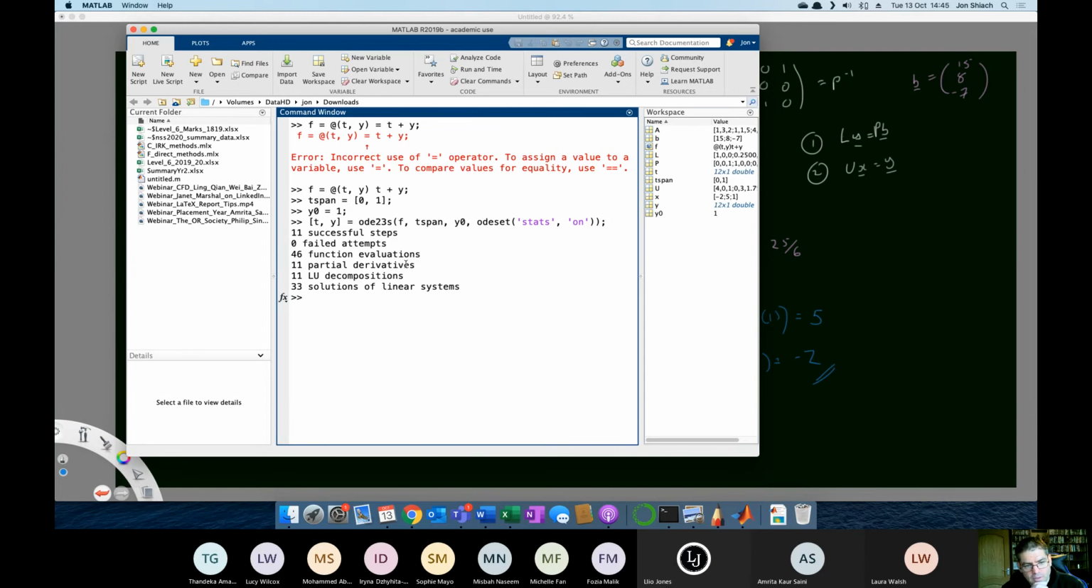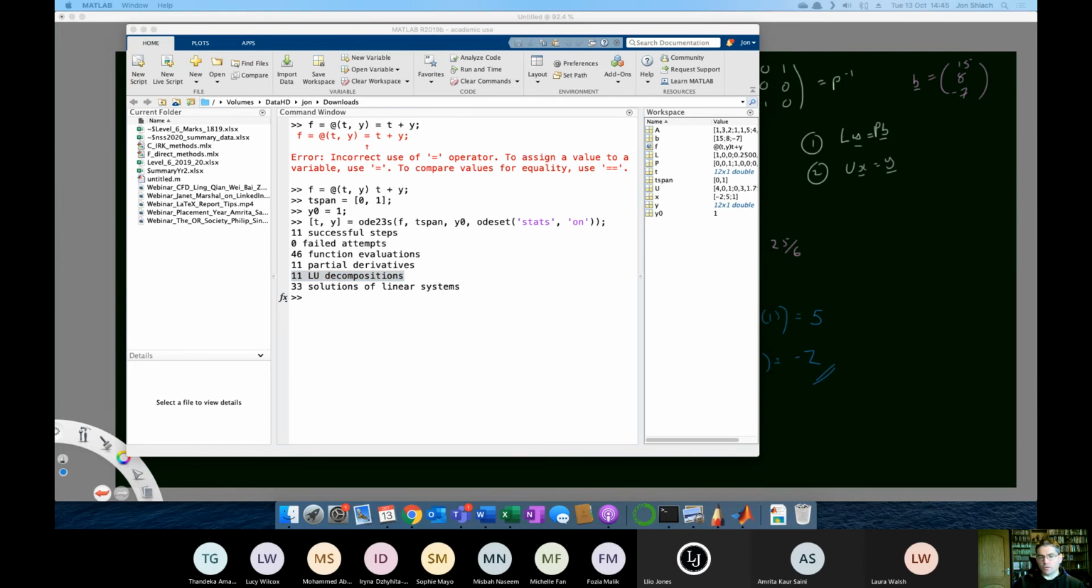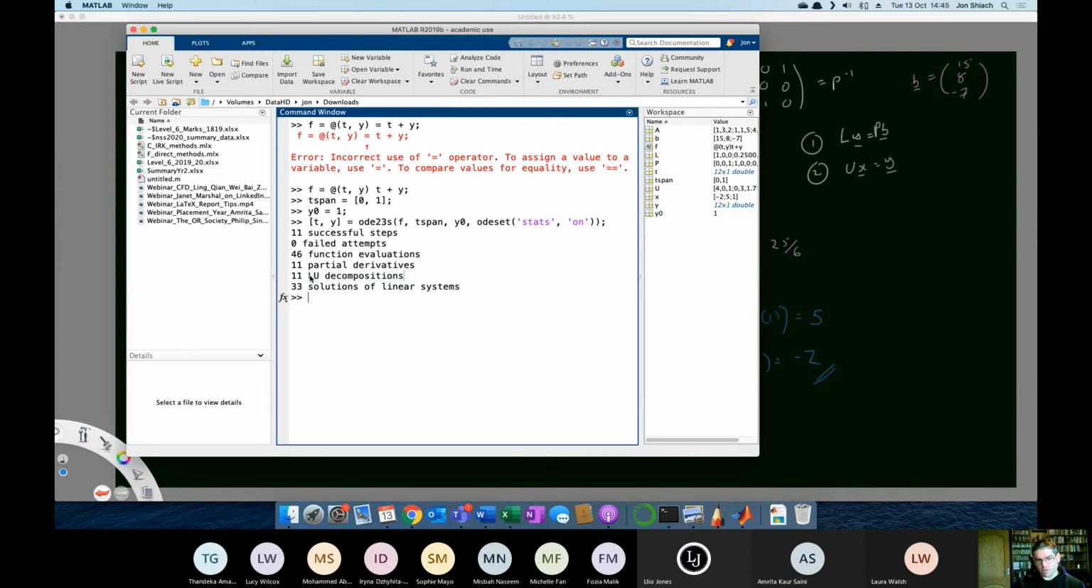And what you can see down here is that in solving this, MATLAB used 33 solutions of linear systems, and it actually used 11 LU decompositions. So within implicit methods, we often use LU decomposition. You can see we had to calculate 11 LU decompositions, and we used them to solve 33 linear systems. You might be thinking, hang on, I thought this was an ODE course. Why am I suddenly doing linear systems? But that's the reason why.